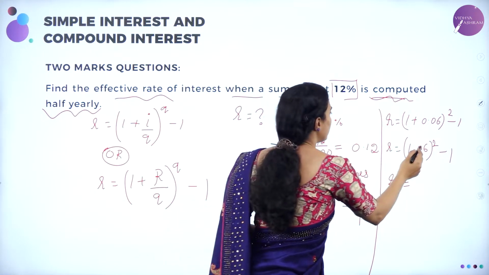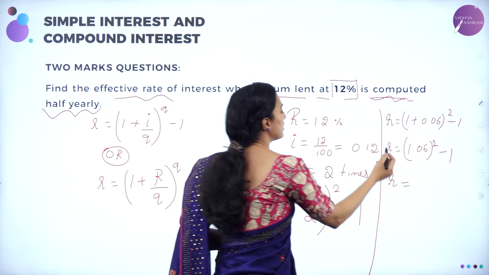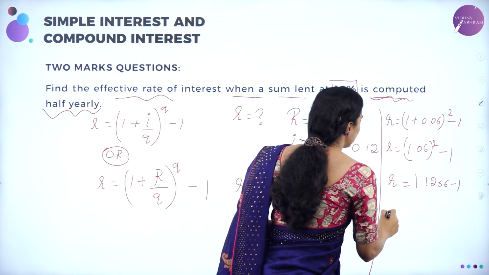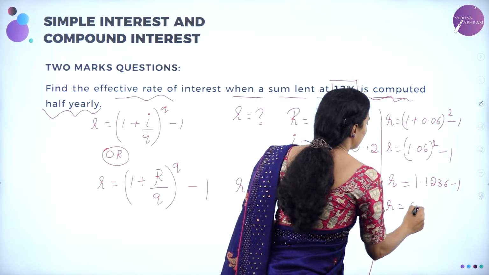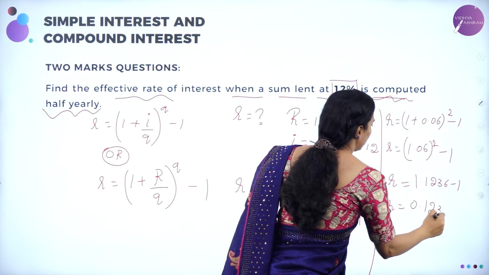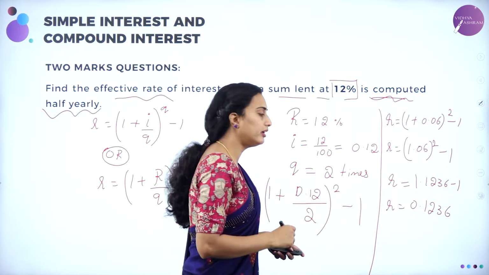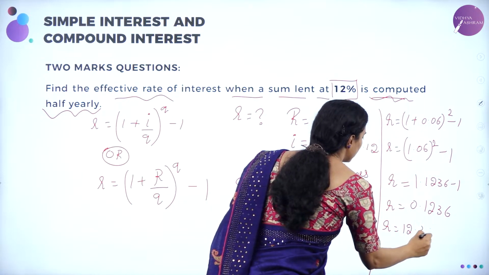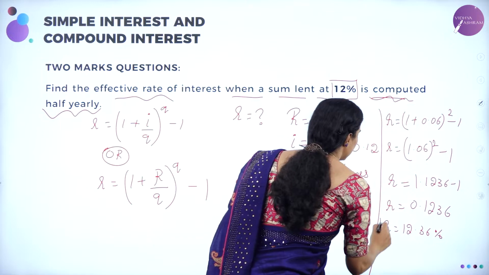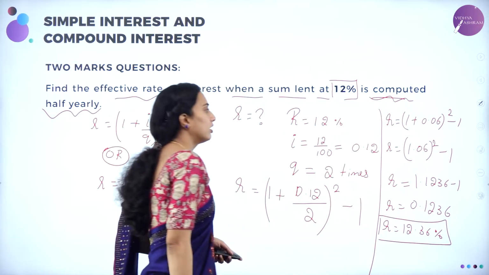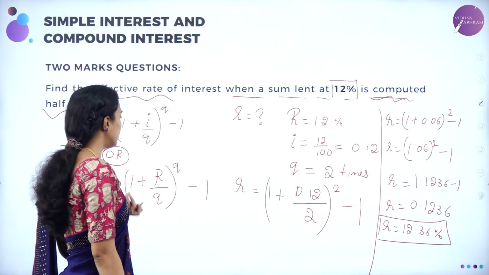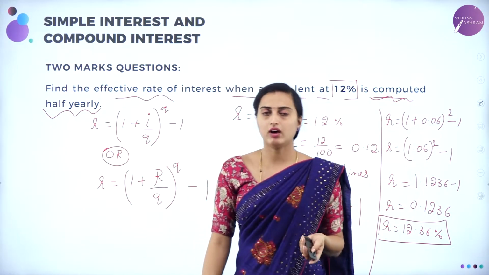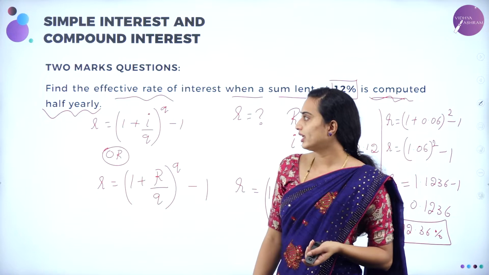So 1.06 whole squared is 1.1236, minus 1. So r is equal to 0.1236. If you multiply by 100, r is equal to 12.36%. This is your answer for this question. That's it. You can use either of these formulas to calculate what is asked. We'll move on to the next question.